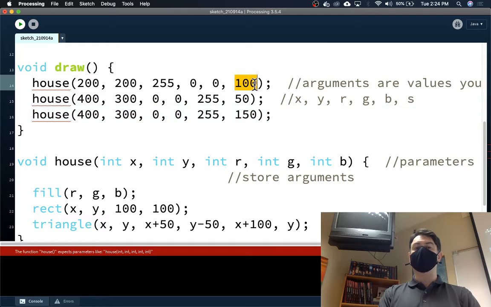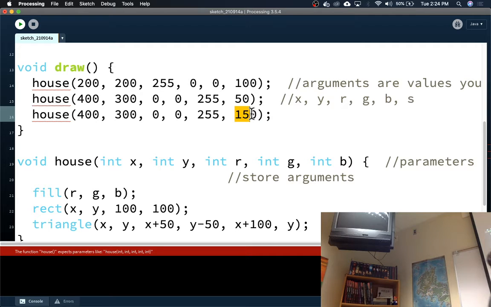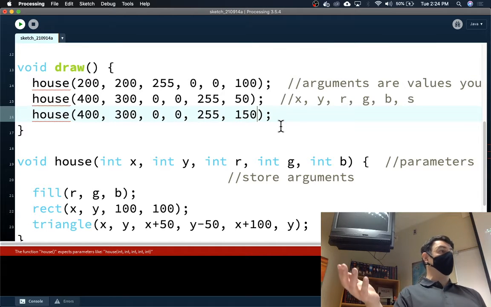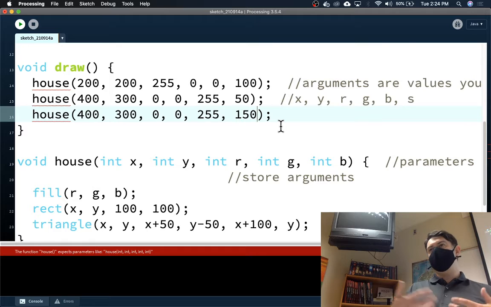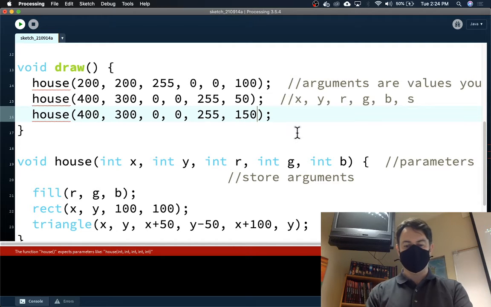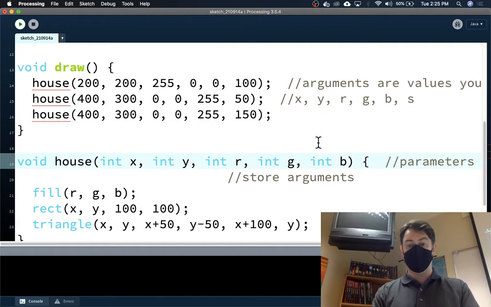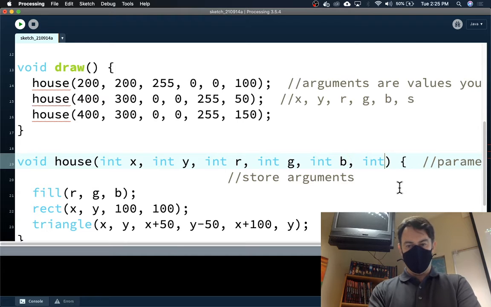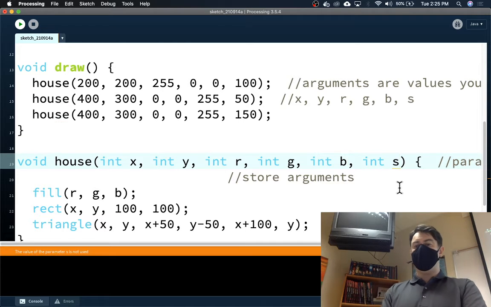So again, our last argument is representing our size. I have to make sure I match it in the right order. If I put size at the beginning, that's going to mess everything up. Size is at the end, so I should put my size parameter at the end. The order should match up with the order of the arguments. That's arbitrary, you could choose the order. If you wanted x to go at the end, you could do that, but you'd have to remember that's the order. So I'll put size at the end of the parameter list. Int s, for size.